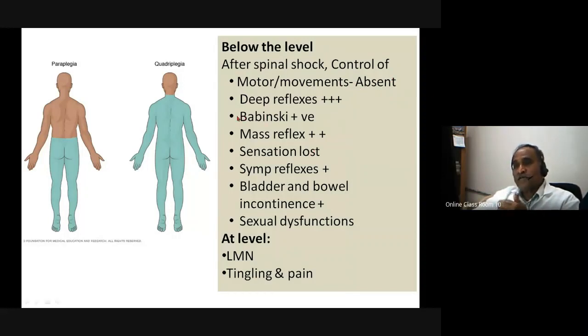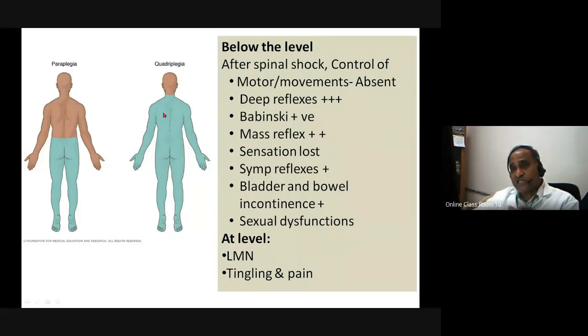So then Babinski sign becomes positive. The mass reflexes are exaggerated. That is, an exaggerated mass reflex. So you check it with my previous lecture where I have dealt with the mass reflex. Mass reflexes are present below the level of the lesions.